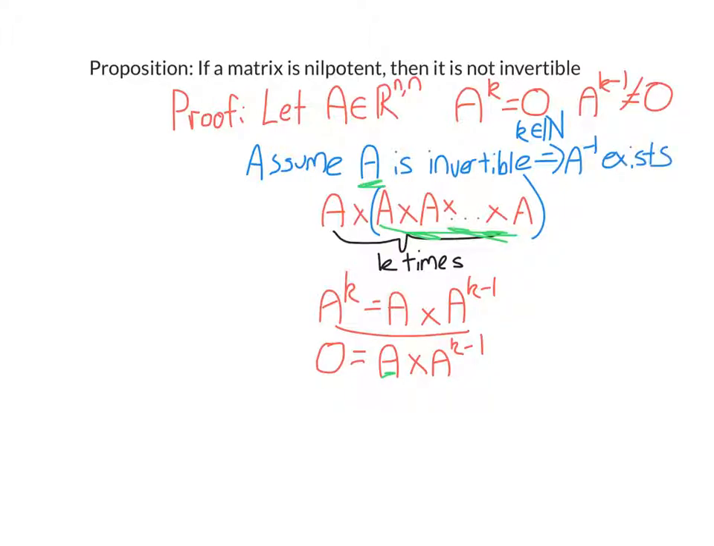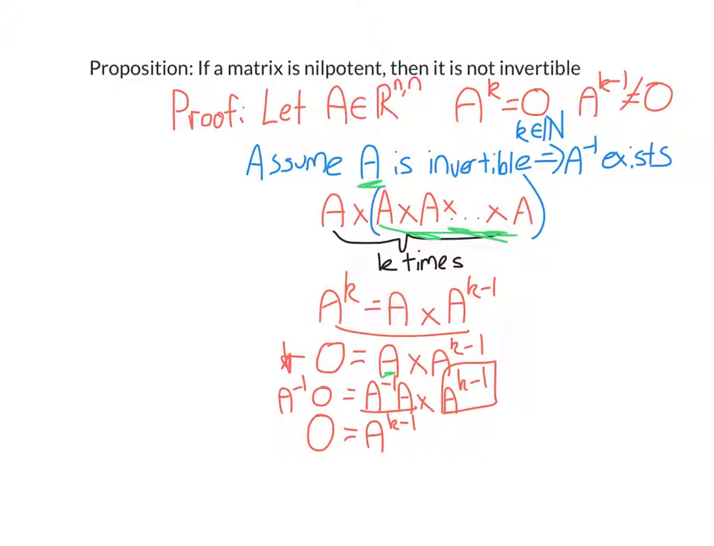So I can take this equation and pre-multiply each side by A inverse. A inverse times the 0 matrix just is the 0 matrix. A inverse times A just equals I, the identity. But when you times the identity by another matrix, you just get that matrix. It doesn't change it. So I've got 0 equals A to the power of k minus 1. This is clearly a contradiction. And the reason it's a contradiction is because I defined it such that A to the power of k minus 1 does not equal 0.